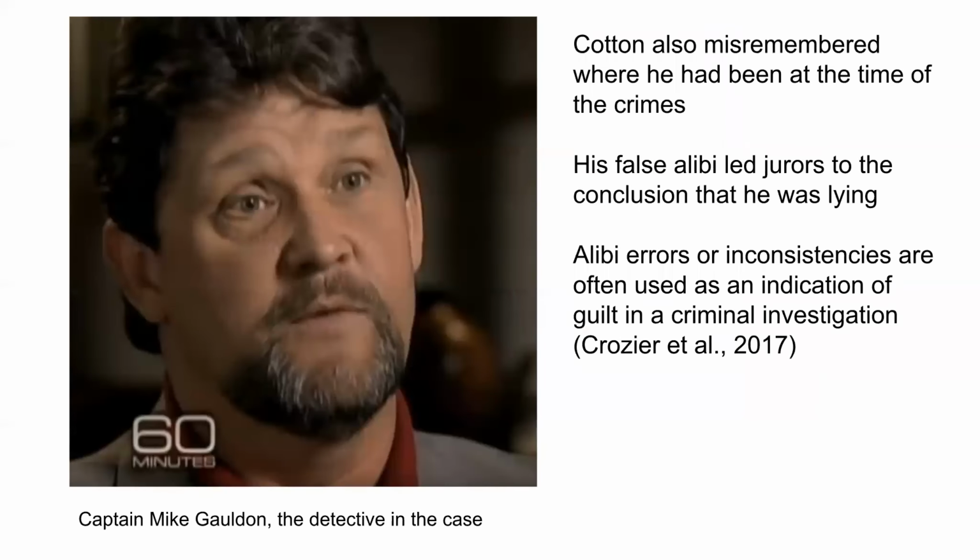However, there's another important aspect about this case that is often not highlighted, and that's that Cotton misremembered where he'd been at the time of the crime. So he actually identified where he'd been the week before the actual crime, as opposed to where he was at the time of the crime. And so this false alibi led jurors to believe that he was lying.